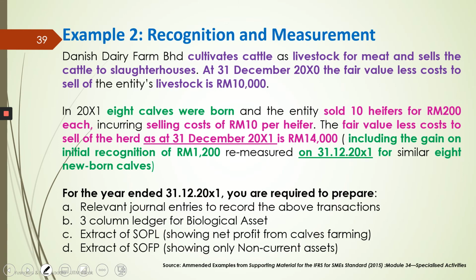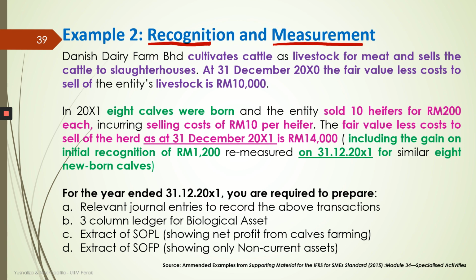We're going to continue with part 4 of our lecture and examples on MFRS 141. We are now at slide 39, and this part is going to discuss mostly examples. We will start off with example 2, which is on recognition and measurement of biological asset.